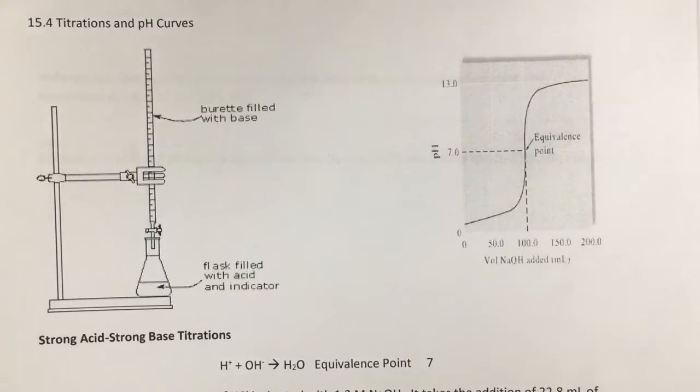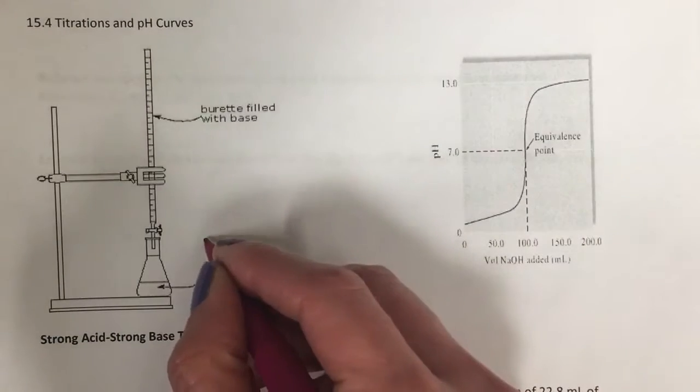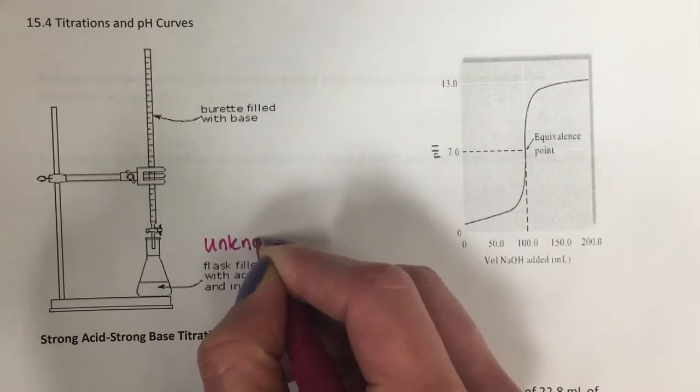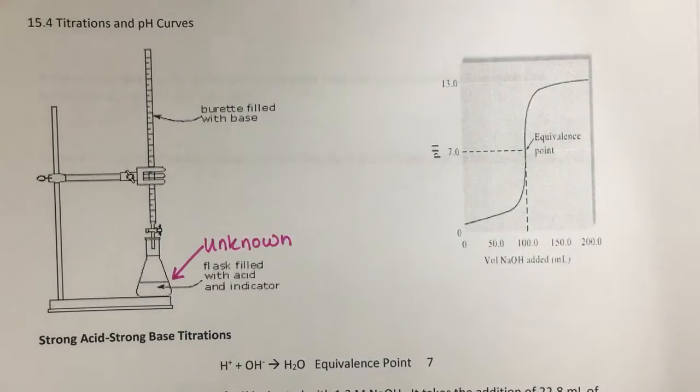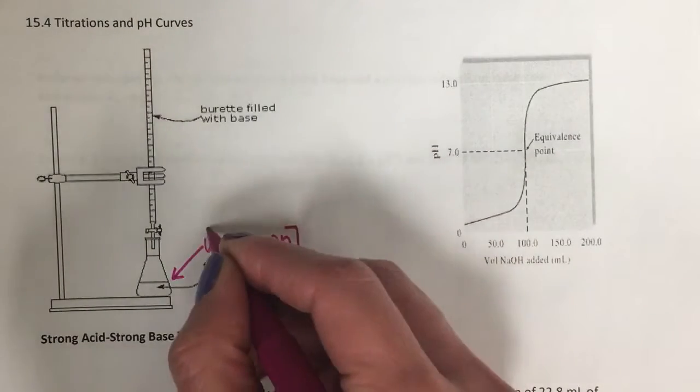So 15.4 talks about titrations, and we've talked about titrations before, but it's been a while. So as a quick reminder, what a titration is used to do is I'm finding the concentration of an unknown solution. My unknown is going to go in the flask at the bottom. Okay? Now I know what it is, I just don't know its concentration.